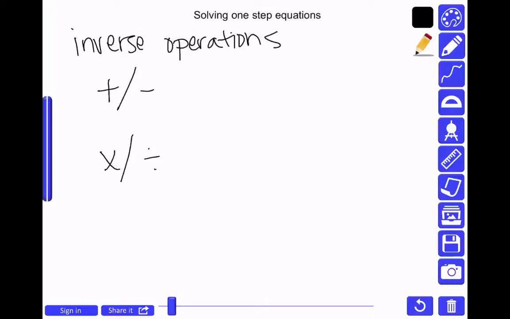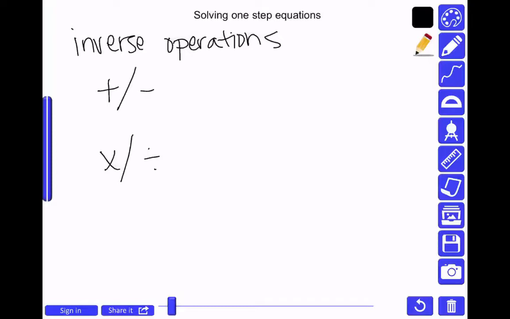This video is going to show you how to solve one-step equations. Before we start solving equations, we need to understand what the inverse operations are. Addition and subtraction are inverse operations, as are multiplication and division.